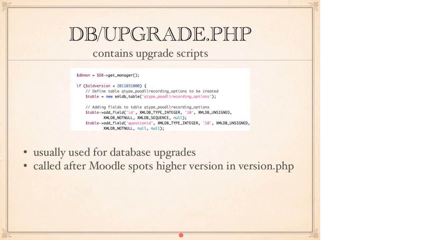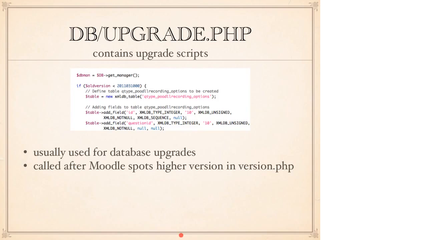Then we've got the upgrade.php script. So you could probably put things here that are not in fact database upgrades, just other bits and pieces you need to do in your upgrade. You've added or changed something, but it's usually used for database upgrades. And this is called after Moodle spots a higher version in version.php. And most of the time it's a list of, if this version is less than this version, do this. Or if this version is greater than this version, do this.